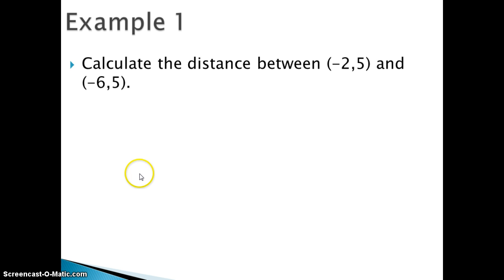So here we want to calculate the distance between the points negative 2, 5. So I'm going to label this as x1 and y1. And the other point is negative 6, 5, x2, y2. To find the distance, I use my distance formula. And I want to subtract in a convenient way, so a way that's not going to give me any problems. So I'm going to take negative 2.